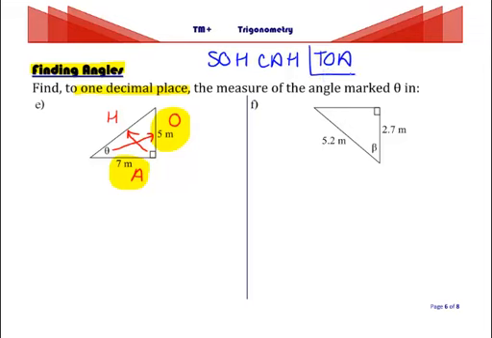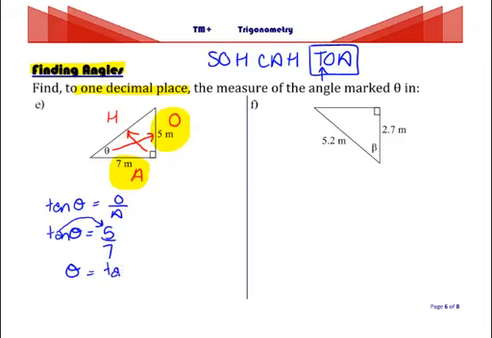O and A is tan. So tan theta equals opposite over adjacent. Plug in. I don't have the angle. The opposite is 5. The adjacent is 7. Now I need to get that theta on its own, and what I do is move the tan across to here, it becomes inverse tan, so tan to the minus 1 of 5 over 7.